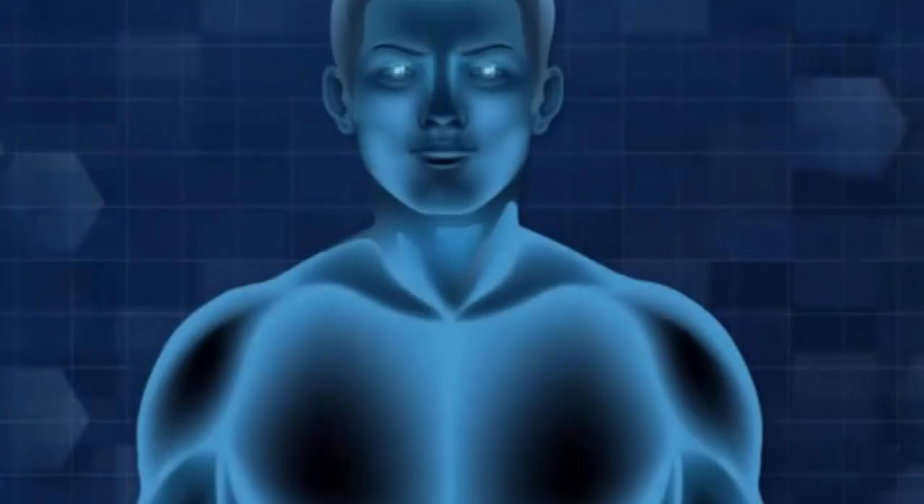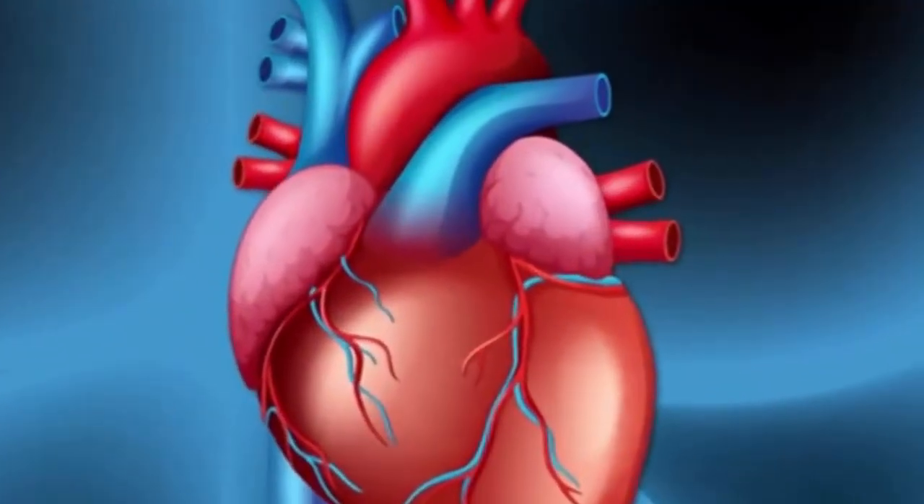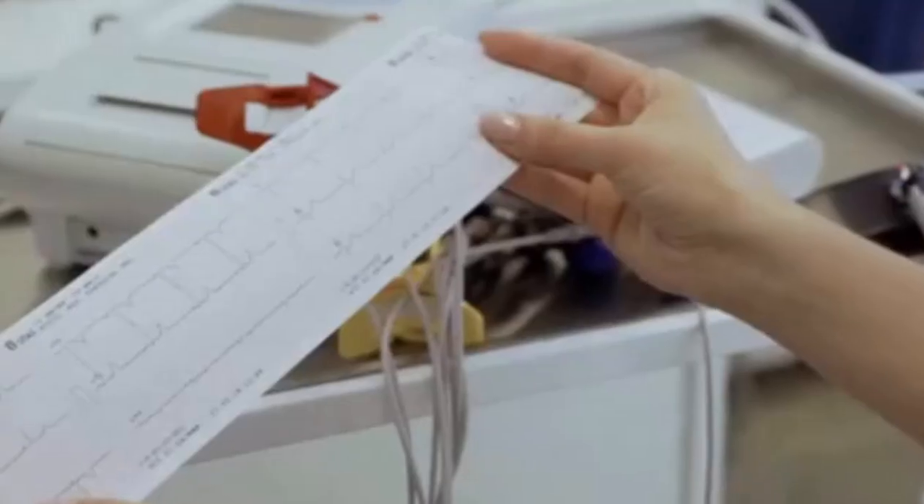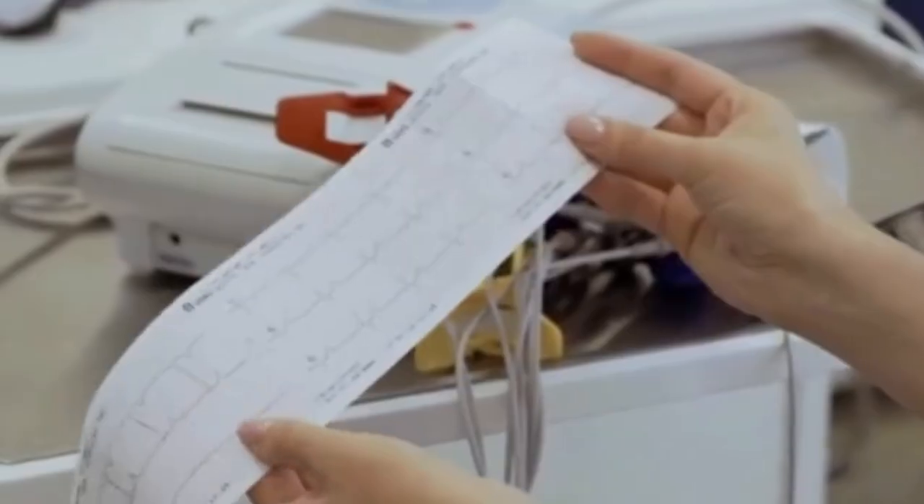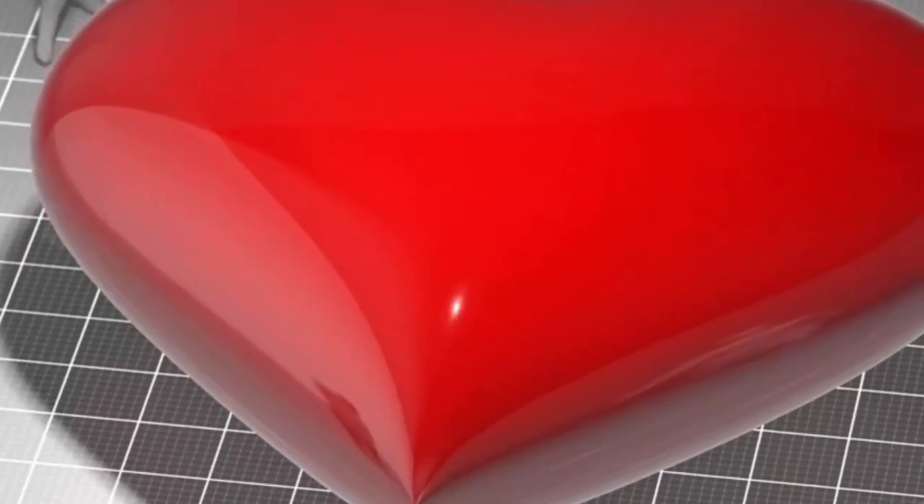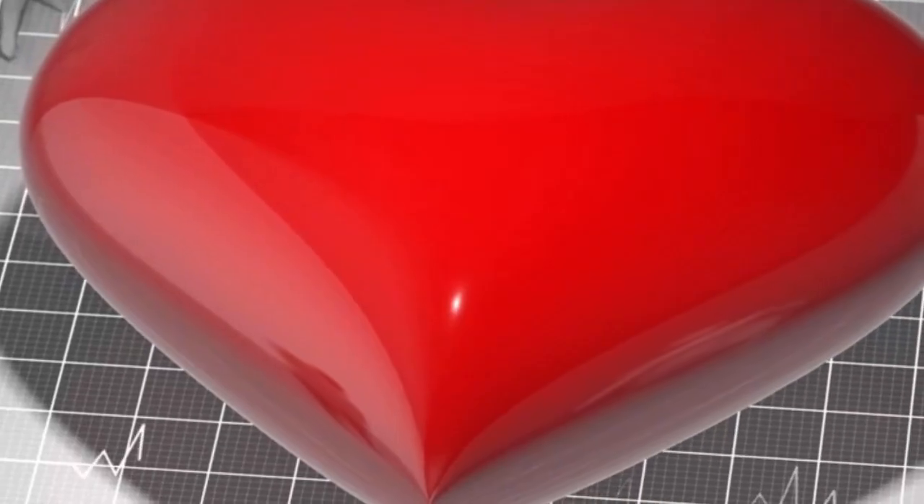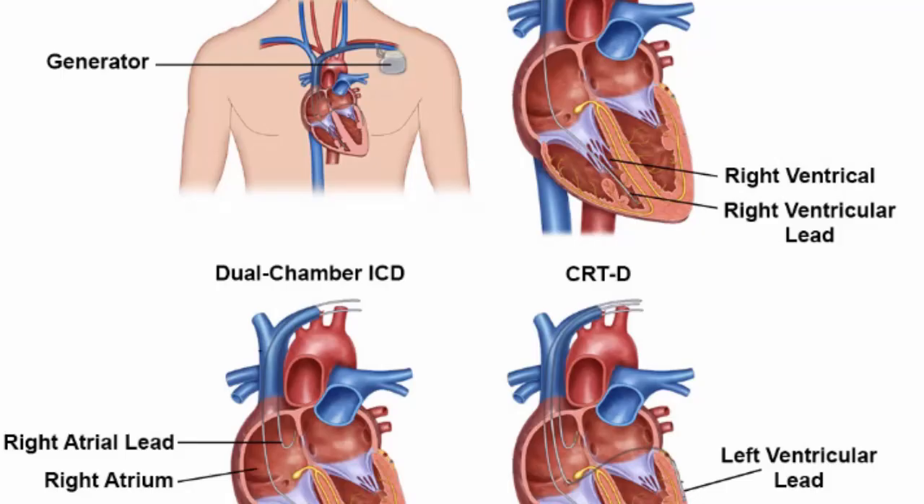ICDs are typically used in people who have survived sudden cardiac arrest or are at high risk due to weakened heart function from conditions like ischemic or non-ischemic cardiomyopathy, or certain genetic conditions like Brugada or long QT syndromes. There are different types: single chamber, dual chamber, and biventricular ICDs, each tailored to specific needs.